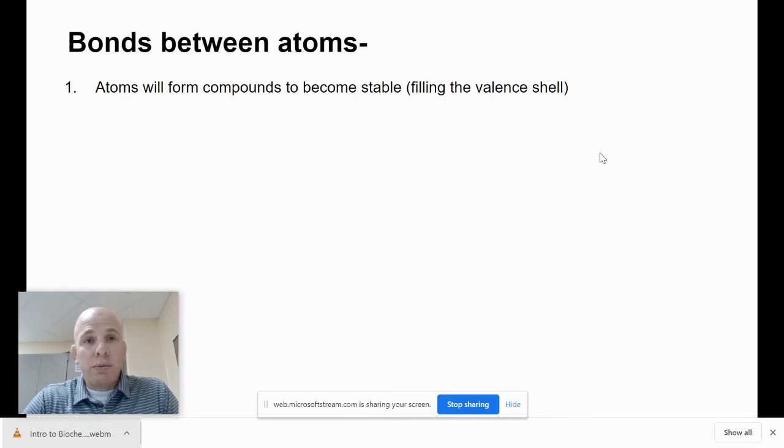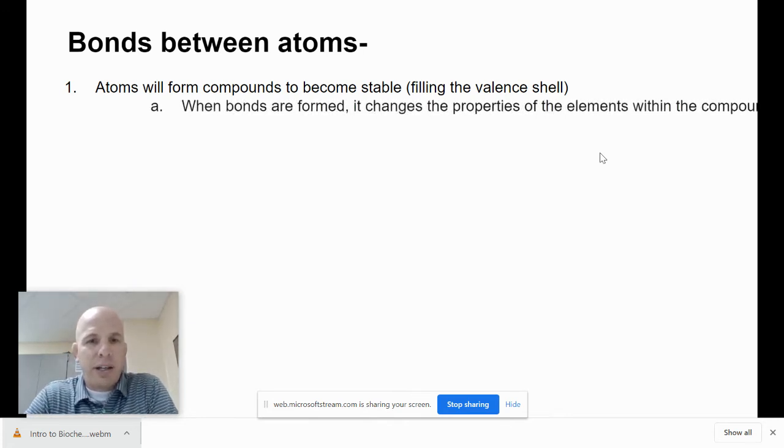So this leads us to bonding. Okay, atoms are going to form compounds to become stable. So remember, we want to have 8 valence electrons. So they're going to go find basically a partner. Atoms are going to find a buddy in order to pair up with to give them those full valence shells or 8 valence electrons.